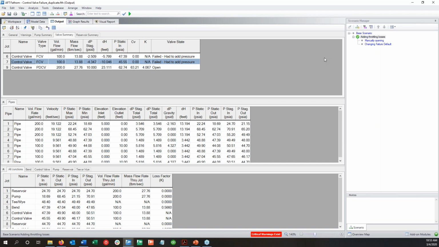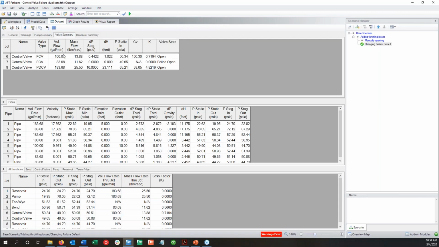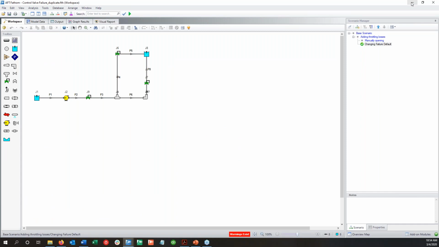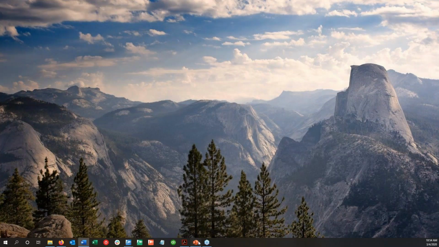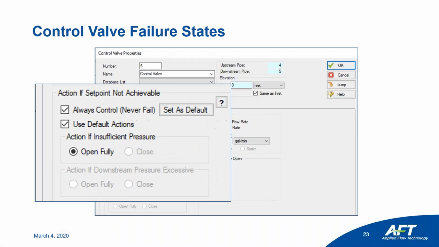In that case, if it failed again, then both of them failed. However, in our case, where we changed our failure default, only the offender valve failed, and this one was still able to control. So that's just a little tidbit about parallel CV failure. And that kind of wraps up the modeling aspects. So now if we go back to our presentation, let's take a look at our summary.